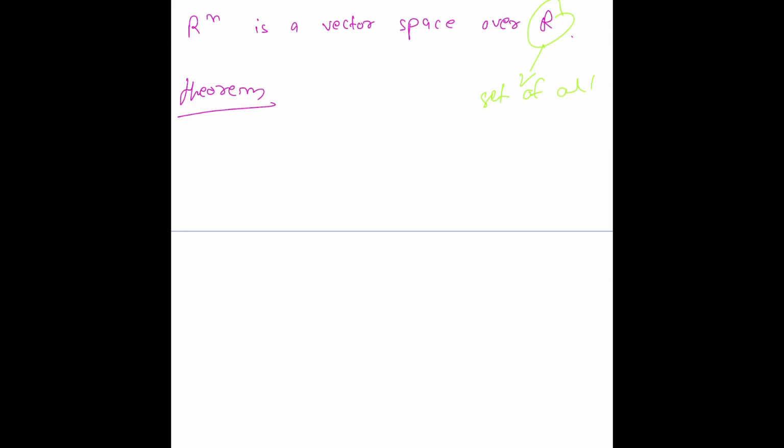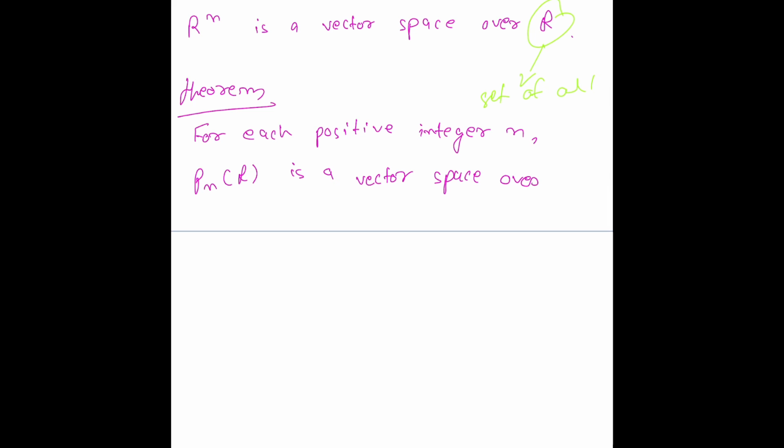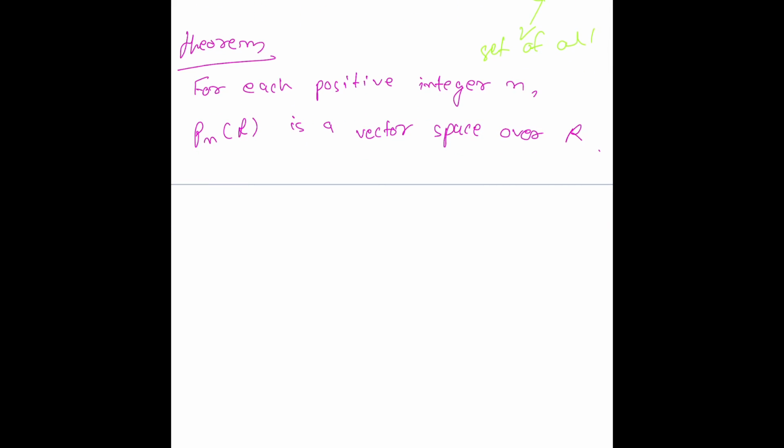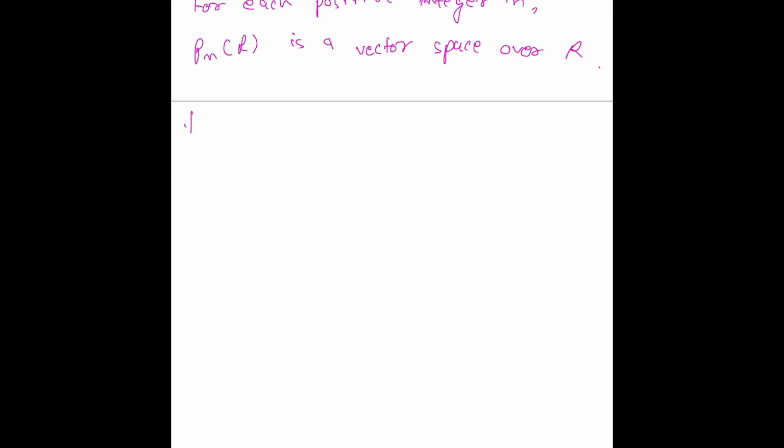It's for the polynomials. For each positive integer n, Pn(R) is a vector space over R. It's for the polynomial one. We already went through polynomials before. Now we will go with the matrices.